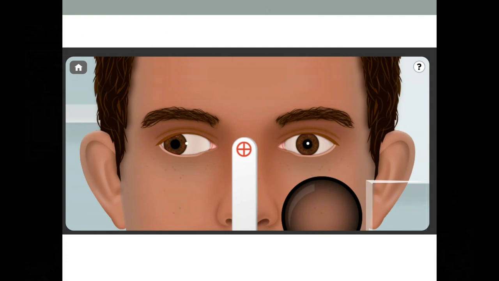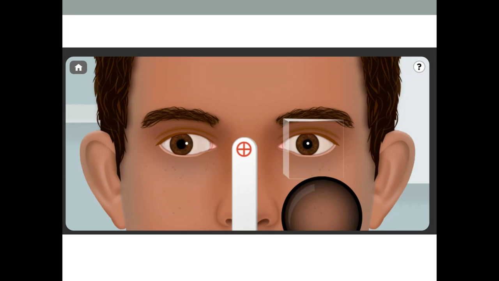And so with the Krimsky test, you're going to be putting a prism in front of the fixating eye until the corneal reflexes are symmetrical. So here we go. We're putting a prism in front of the fixating left eye, and then we're going to increase the power of the prism. And as we see, 15 degrees, 25, 35, 45. And at 45 degrees, our light reflexes are symmetrical. And so that's the Krimsky test.